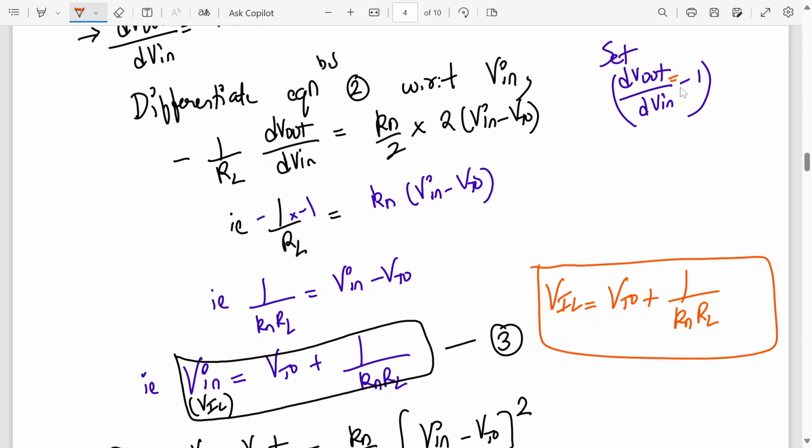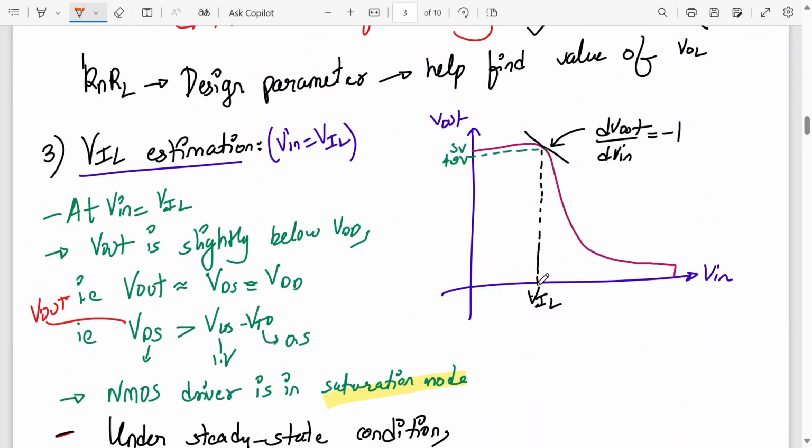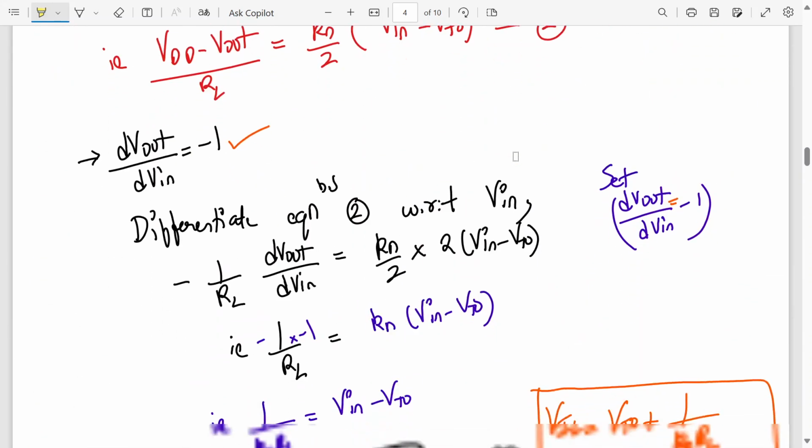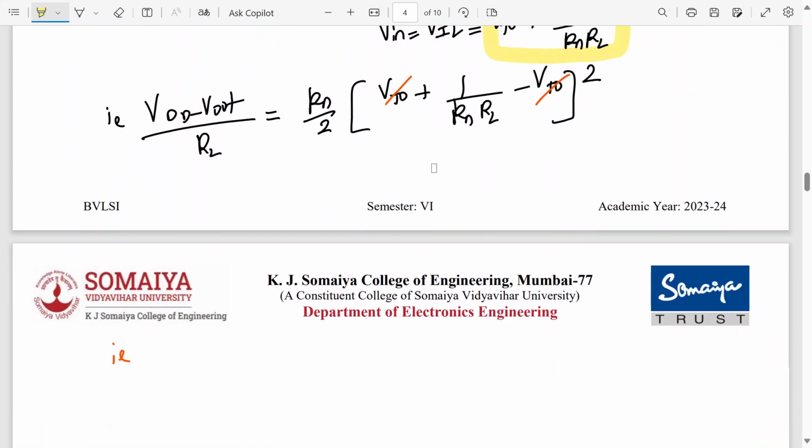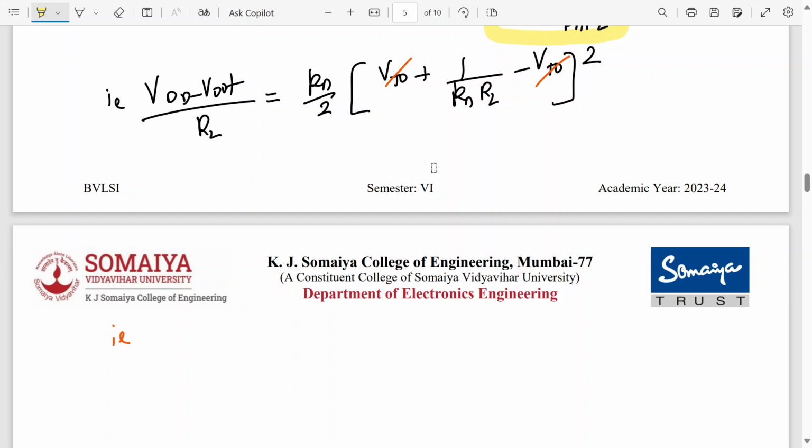Okay. Now for this value of VIL, what is the corresponding value of output? That is what we have to find. So here this is the value of VIL, and corresponding to this, if I extend it on the y-axis, what is my value of V out? That is the expression we need to find out. So we'll substitute these values over here. Equation number 2 we have rewritten, and instead of V in, we substitute VTO plus 1 upon Kn into RL. And then we started opening the bracket and VTO cancels out. Then we can proceed further. Even this we can write separately.